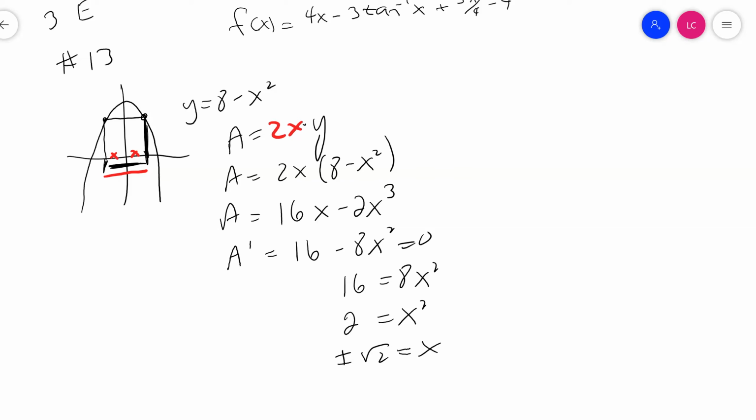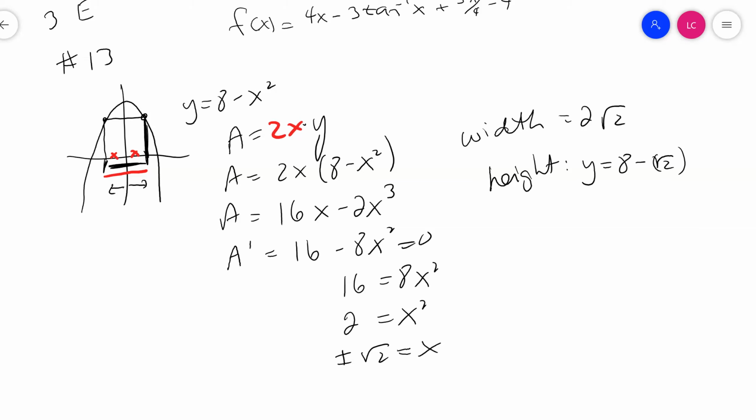And let's just go back and look at what the question says. Find the dimensions of the rectangle. So the width of the rectangle will be 2 of those root x's, right? I'm sorry, 2 of those root 2's, right? Because this is a root 2 and this is a root 2. And then the height of the rectangle is going to be what the y value is, right? It's going to be what the y value is when I plug in root 2. So I'll get 8 minus 2 or 6. So that's the height.